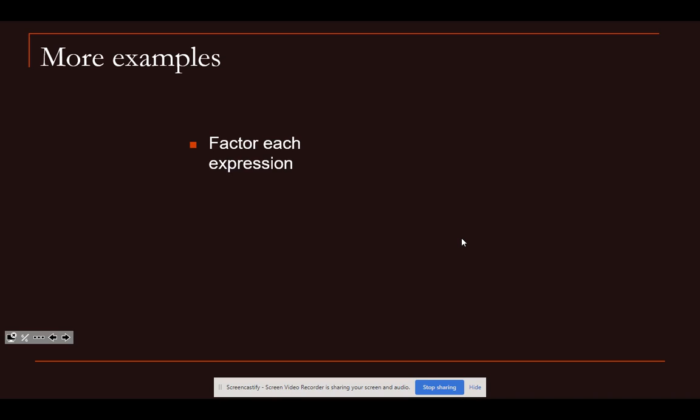Let's try some harder examples. Factor each of these expressions. Pause the video at this point to give yourself a chance to try it on your own.